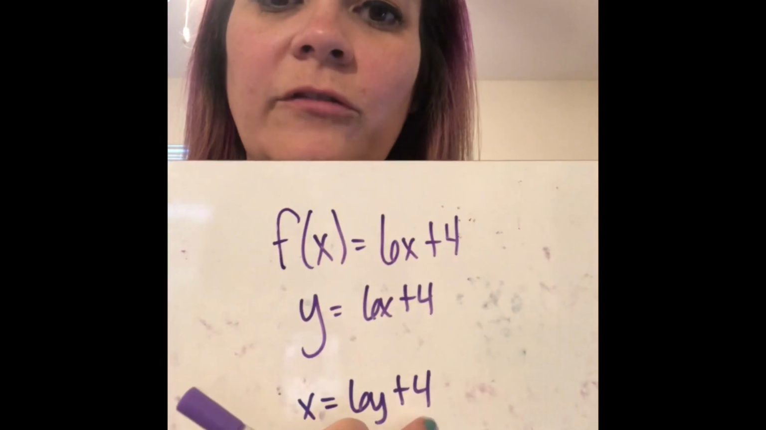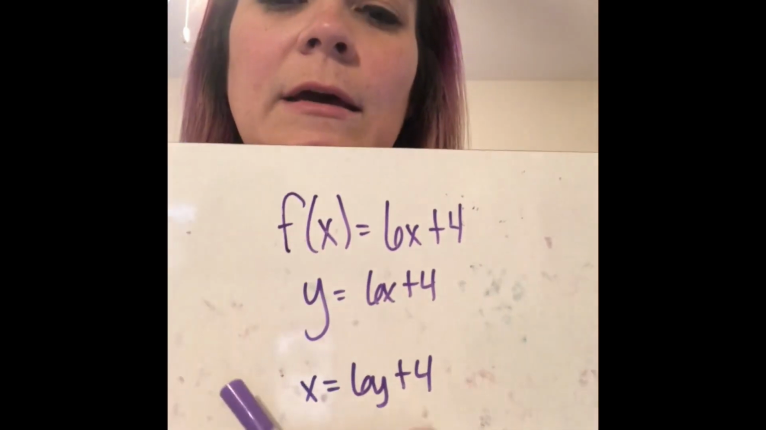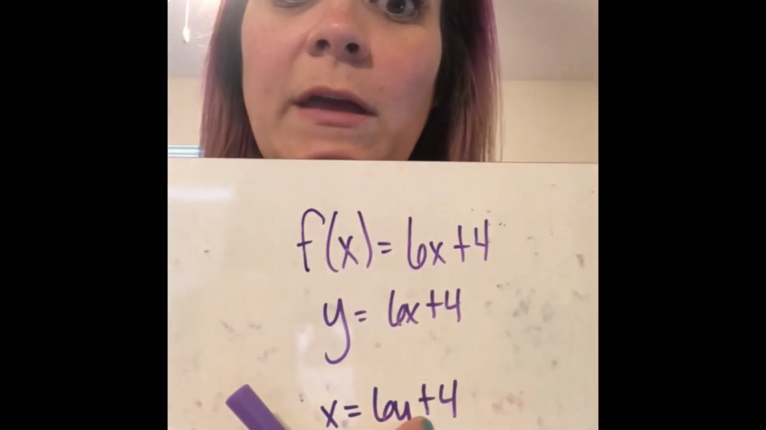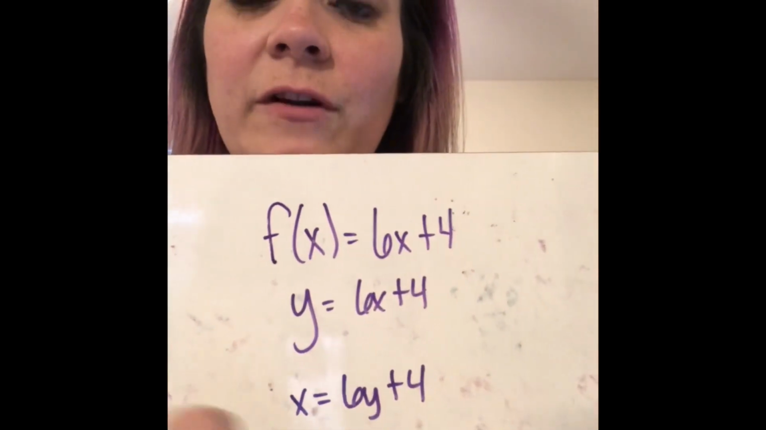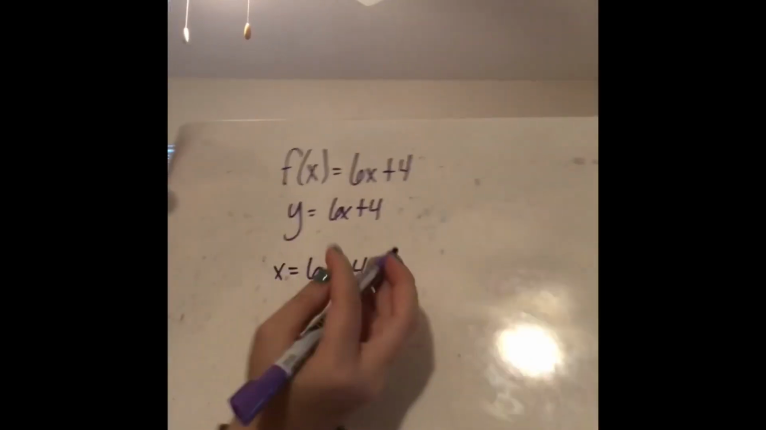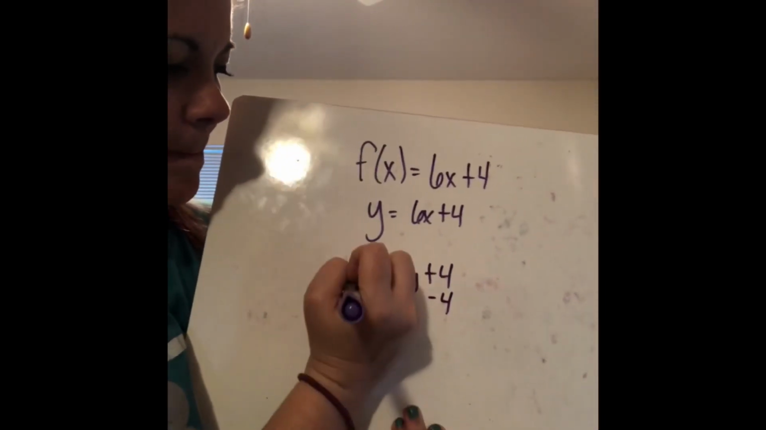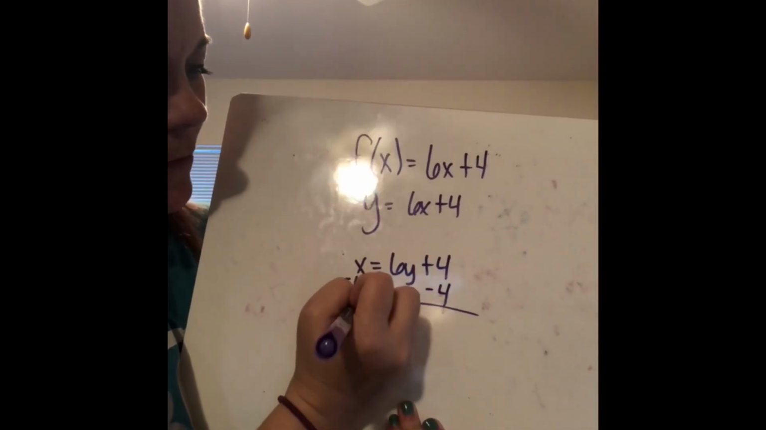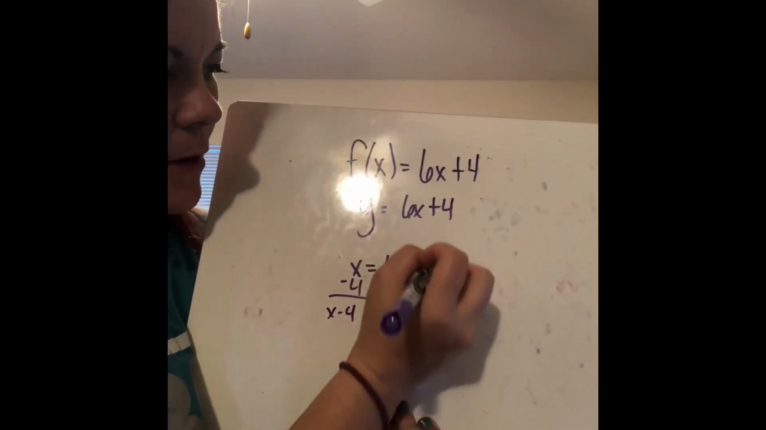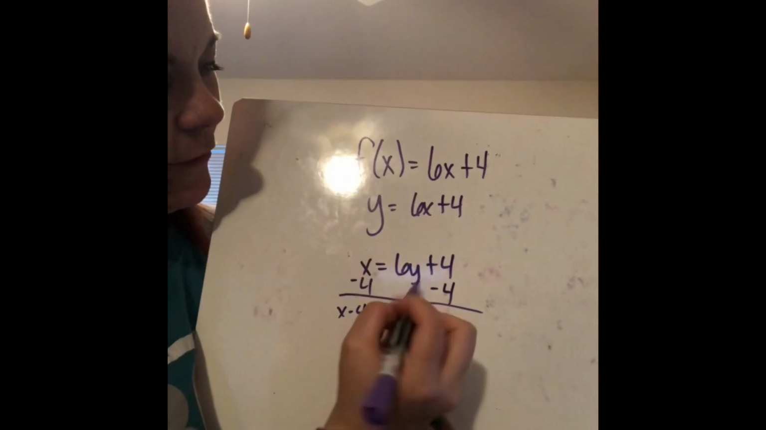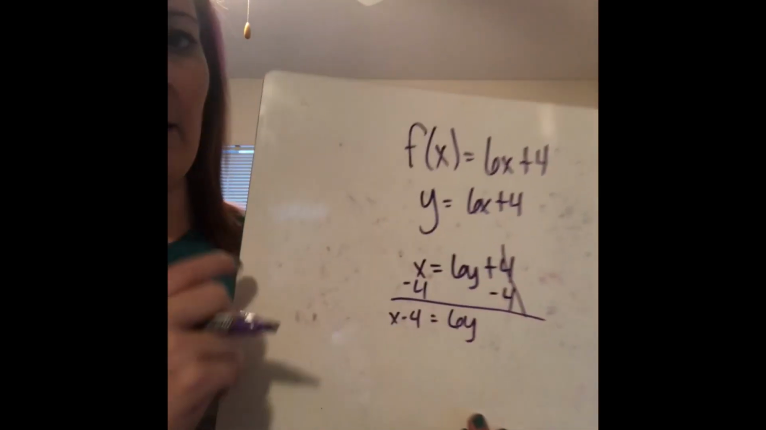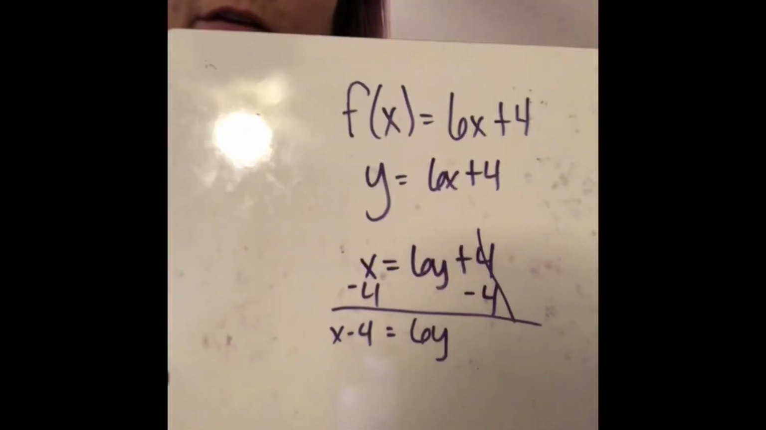So the first thing you want to do is get rid of this 4. We look at the operation in front and do the inverse. Well, addition, the inverse is subtraction. So we're going to subtract 4 from both sides. Okay, so x minus 4, we can't do anything like that because they are unlike terms. But then 4 minus 4, we get rid of that, and equals 6y. So now we have x minus 4 equals 6y.